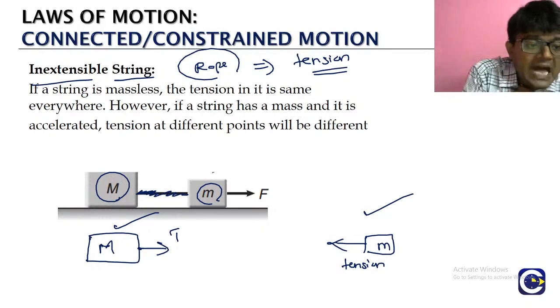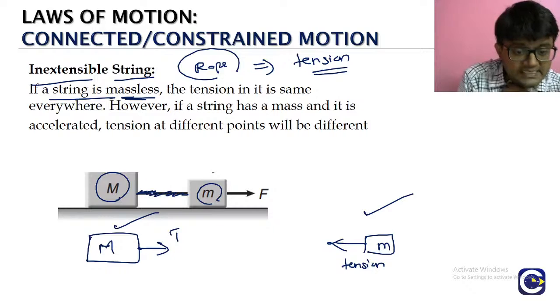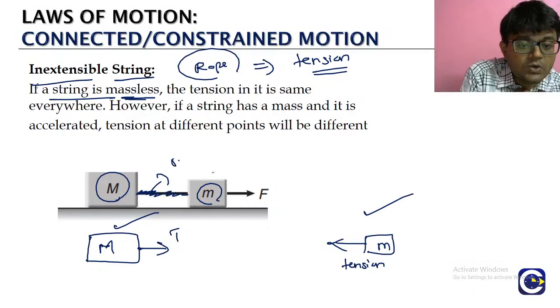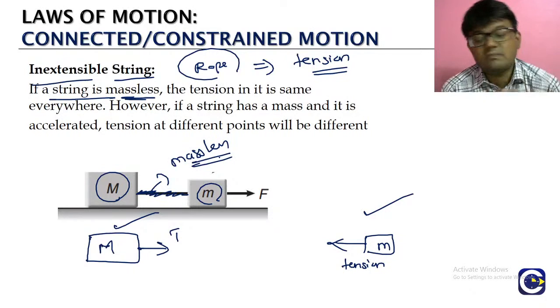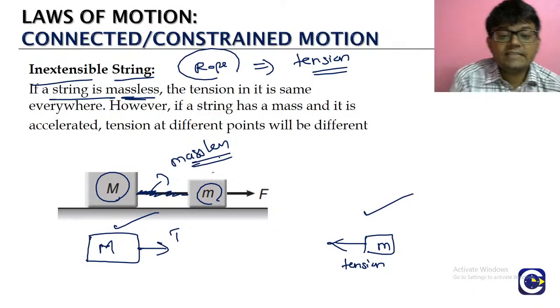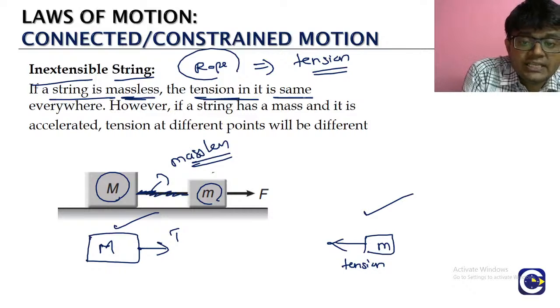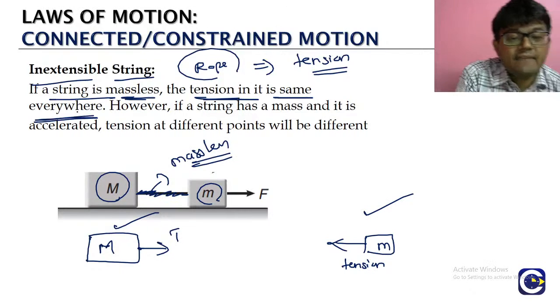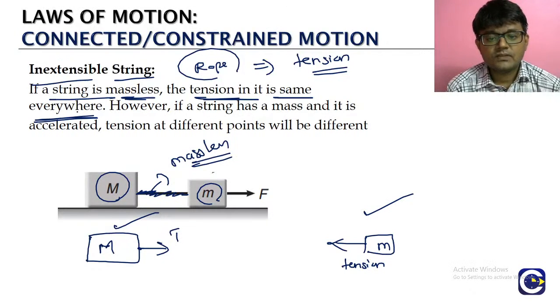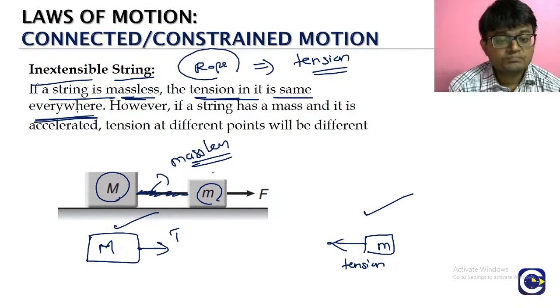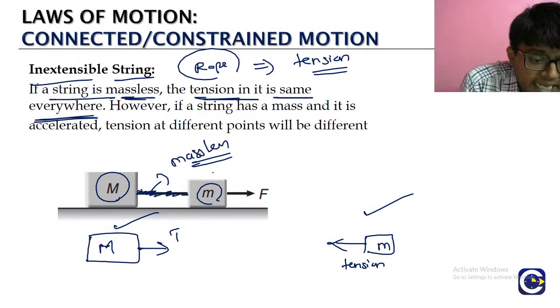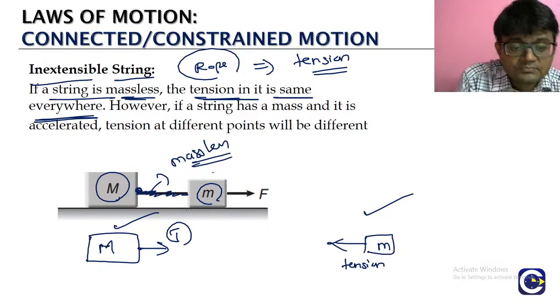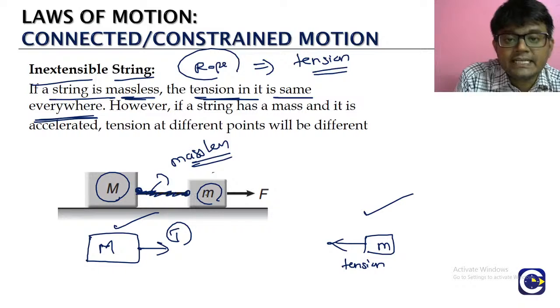So if the string or rope is massless, meaning it does not have a mass, then the tension in the rope will be the same everywhere. The tension will be the same everywhere. Means you take the tension acting on the capital M, we are calling it P. At this end also the rope will create a tension force, right?